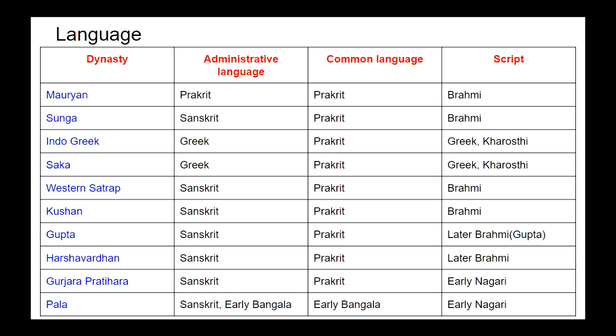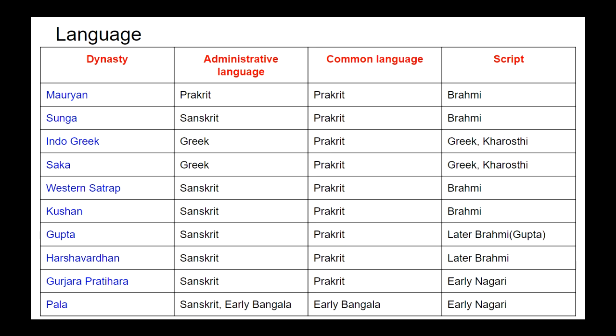Then Indo-Greek: the administrative language during the Indo-Greek time period was Greek, common language was Prakrit, and script was Greek and Kharoshthi. Then Saka: during the Saka time, Greek was administrative language, Prakrit was common language, and Greek and Kharoshthi was the script used by Saka rulers. Western Satrap was a branch of Saka which later emerged, but their administrative language was Sanskrit, common language was Prakrit, and script was Brahmi.